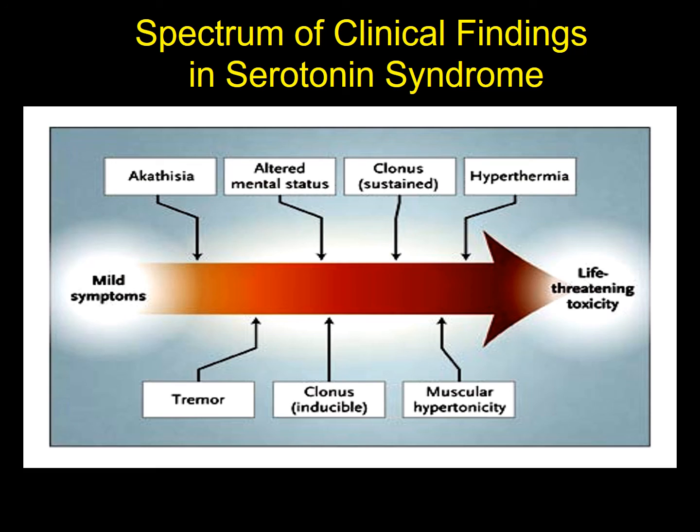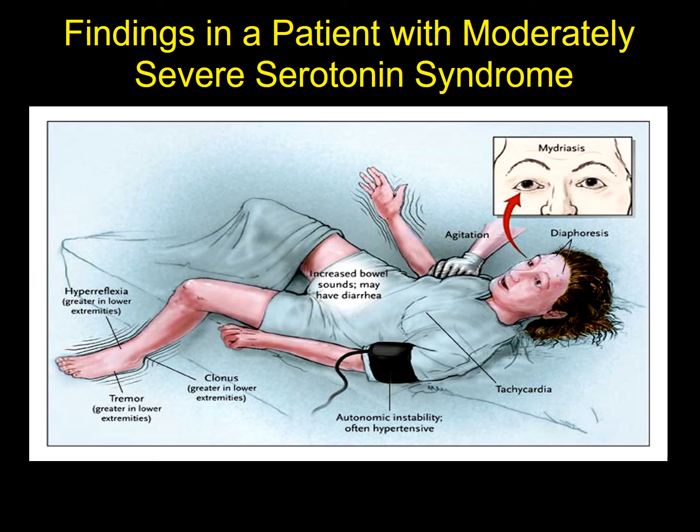But usually you'll see the more mild end of the syndrome here, like tremor, altered mental status. Hyperthermia is not uncommon. Actually, let's look at the next slide too. Yeah, this is another way of saying the same thing. Mydriasis, right, where the pupils dilate, tachycardia. This is just like increased stimulation of the central nervous system.